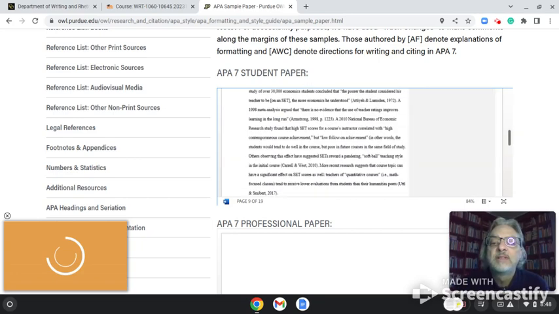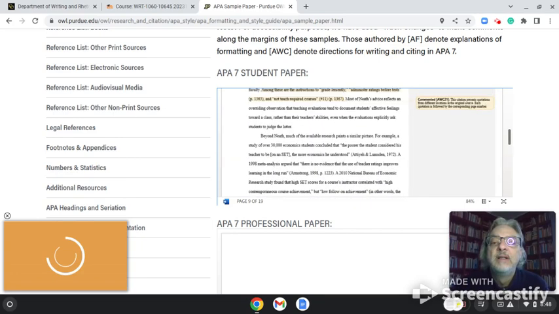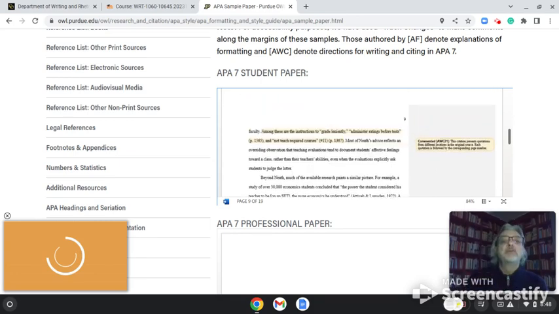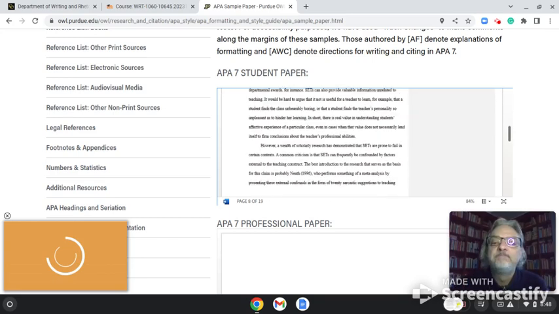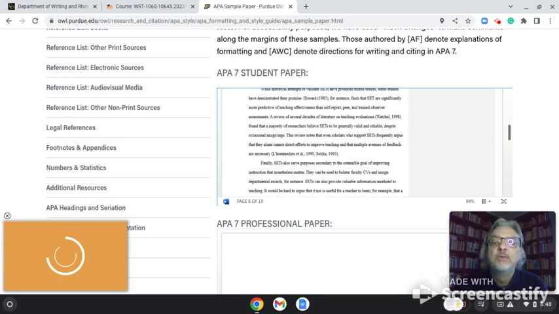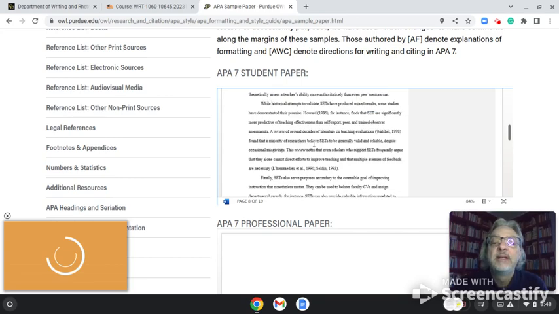And so if you want to look through this example too, it really visually helps. It helps me anyway. I hope it helps you see how APA style is written and done, especially when it comes to citations. So you'll notice that there are citations here.